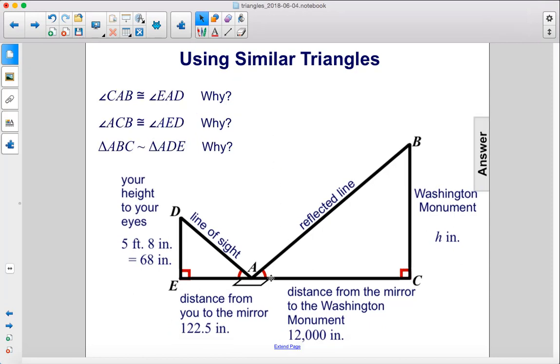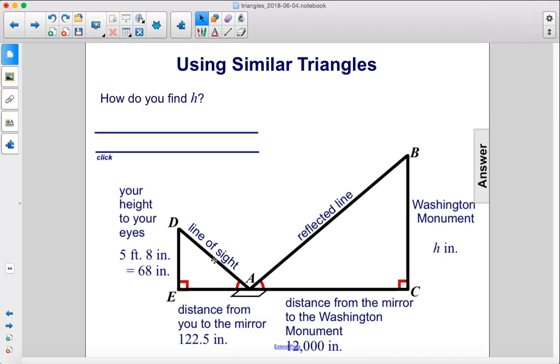Angle CAB here is congruent to angle EAD here because the angle of incidence equals the angle of reflection. Angle ACB here is congruent to angle AED here because all right angles are congruent to each other. Finally, we see that triangle ABC is similar to triangle ADE because we have two pairs of congruent angles, and that is the AA similarity theorem.